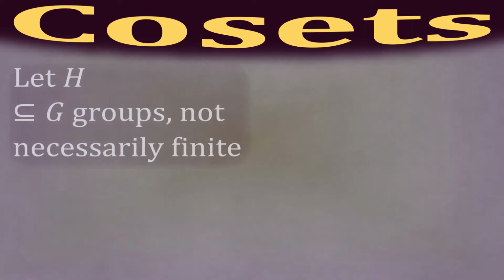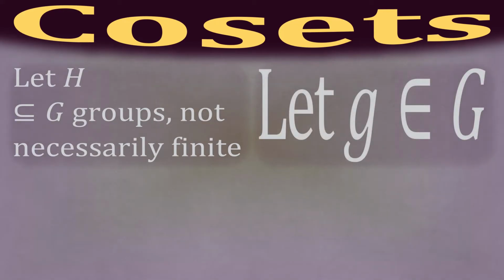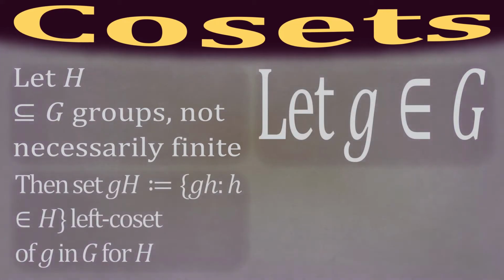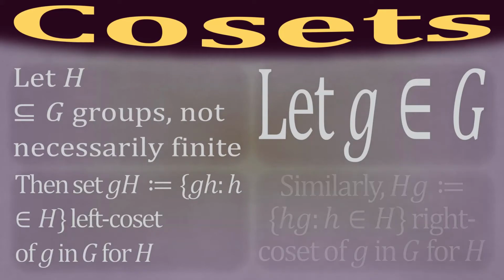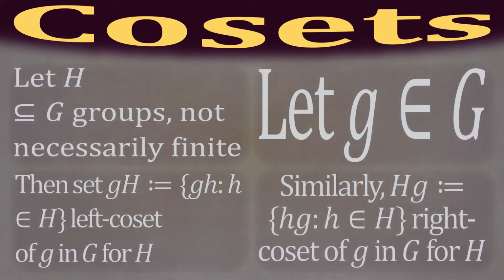To see this, we need to define coset. Let H, a subset of G, be groups, not necessarily finite. Let g be in G. Then the set gH, defined to be gh for all h in H, is the left coset of g in G for H. Similarly, Hg is defined to be the set of all hg for h in H, and is the right coset of g in G for H. If g star is any element of gH, we also say that g star is a representative of gH.